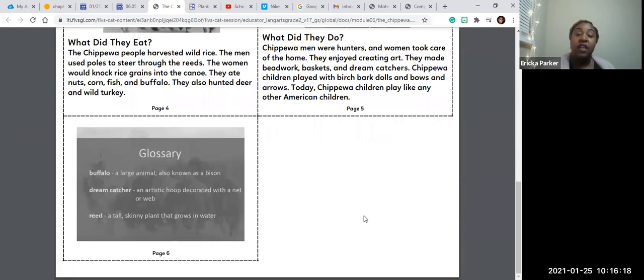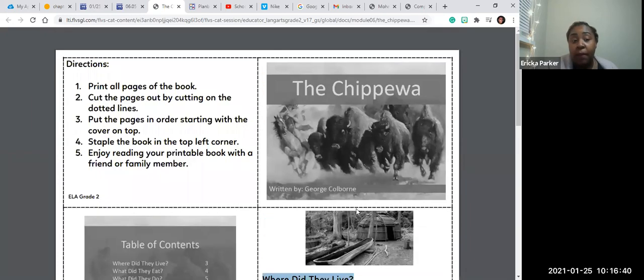All right. So they gave us a glossary here. Glossary has three words: buffalo, a large animal, also known as a bison; dream catcher, an artistic hoop decorated with a net or web; reed, a tall, skinny plant that grows in the water. Okay. So that's our Chippewa people.